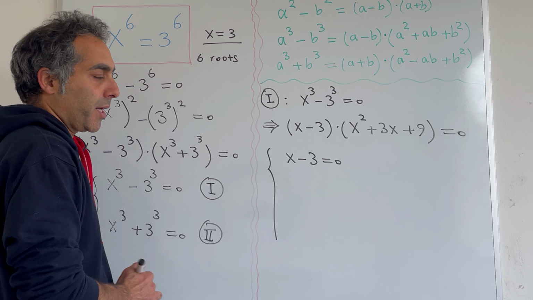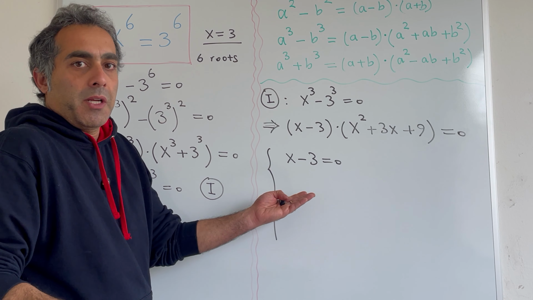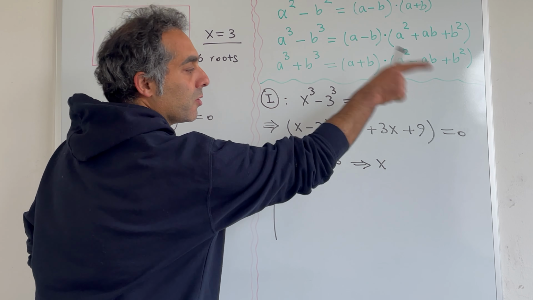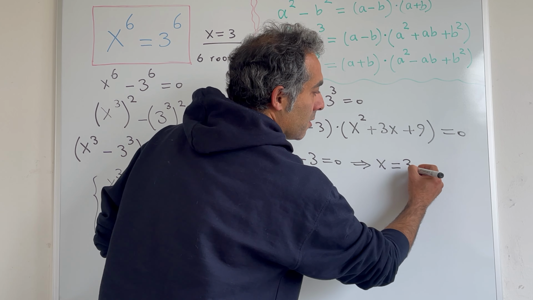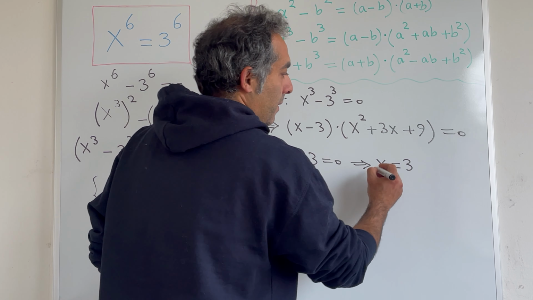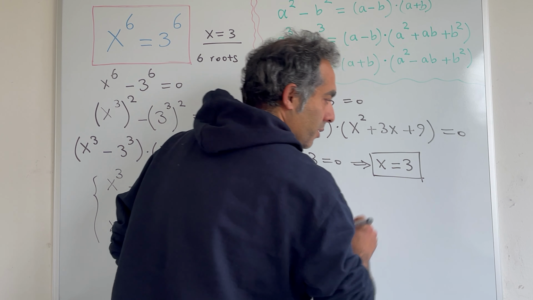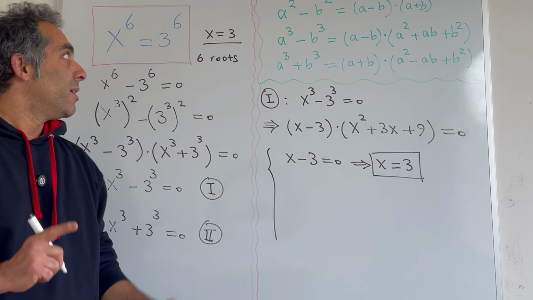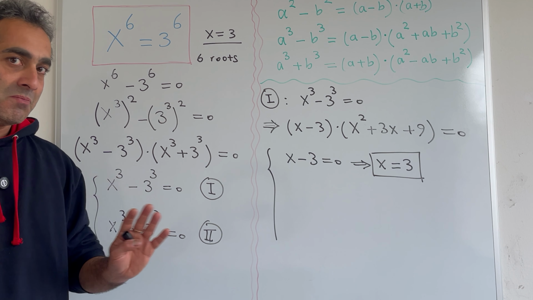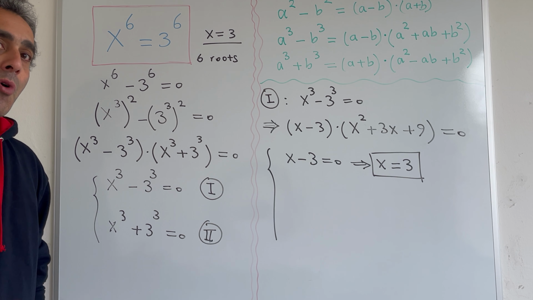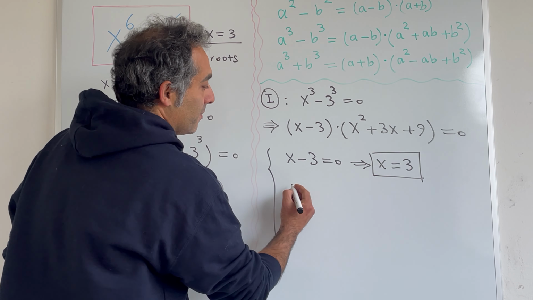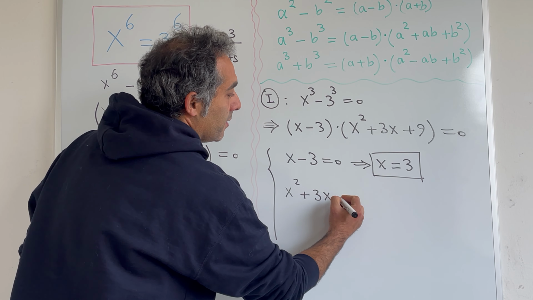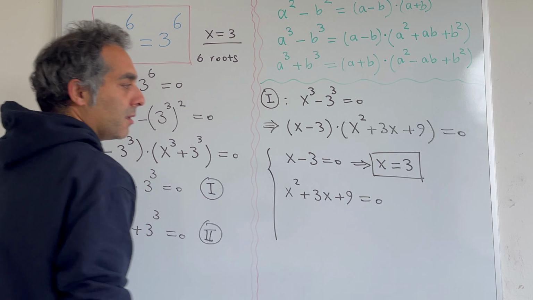I can separate it like this. And it's very simple. You just take this minus 3 to the other side. So x is 3. And this is the first root, the first answer. Exactly the answer you guessed maybe from the first step. But you have 5 more roots. Okay. For the other roots, I write this one equals 0.